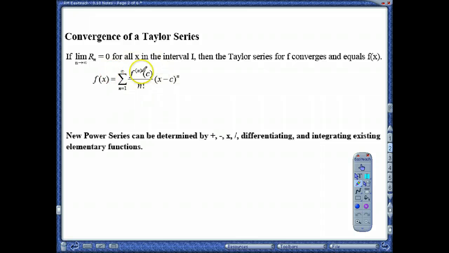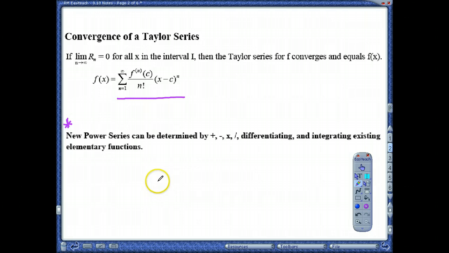So when you're looking at that convergence, if the limit as n approaches infinity of that remainder equals 0 for all of the x's in your interval, then your function converges and equals this guy right here. Okay? Now, like I said, this is a very brief picking of information of 8.10. So we're going to go right to some things that I think are going to give us more bang for our buck on the AP test.